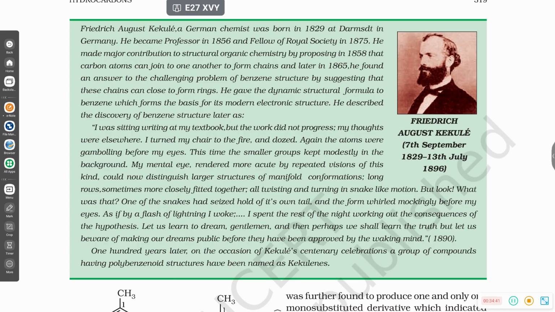So he is telling what you can study about this. See, a long row sometimes more closely fitted together, all twisting and turning in snake-like motion. So he was always doing that experiment, he was sleeping, and then he got the idea. Understood? I spent the rest of the night working out the consequences of the hypothesis.